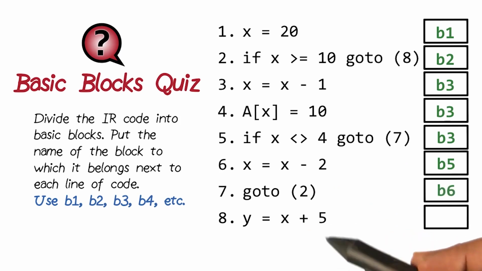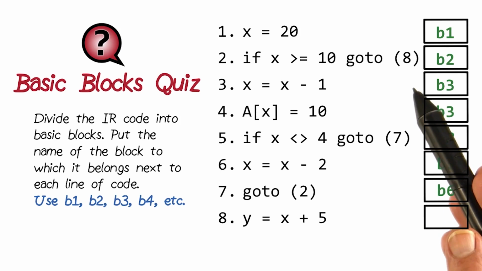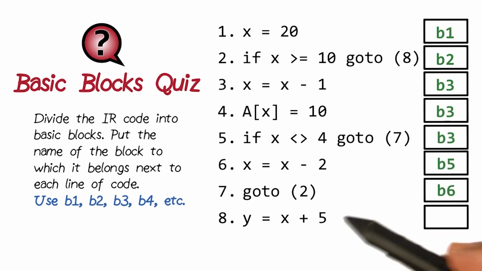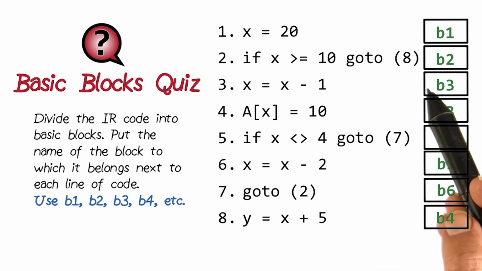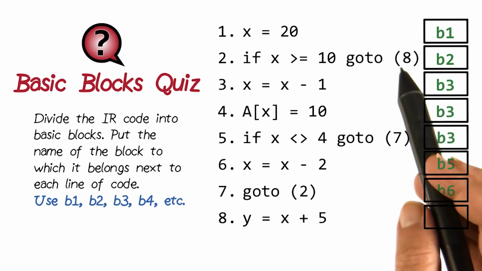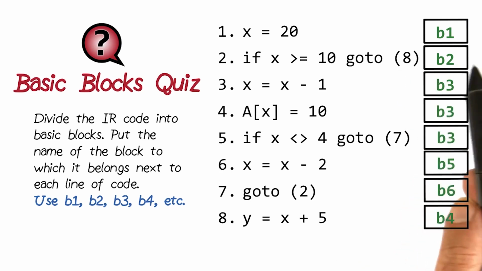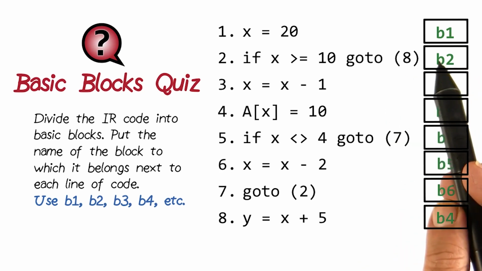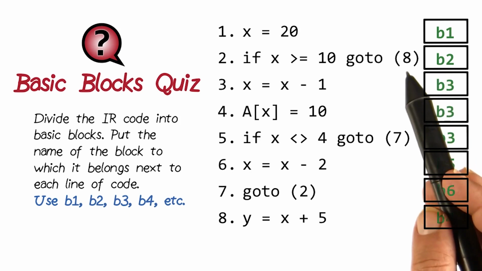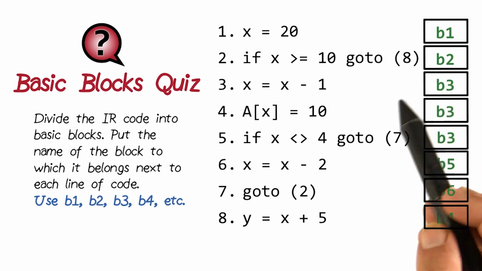And then finally we have a statement which is number 8 here, which is also a target of this particular branch coming from the top. So that will be yet another block, and that will be B4. So you can see that we have applied these rules in different ways here. Each target of a branch starts a new leader. That's how we identify the starting points, and then we continue including everything until the new leader.